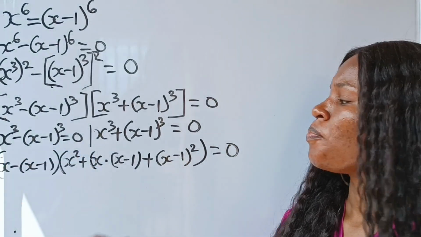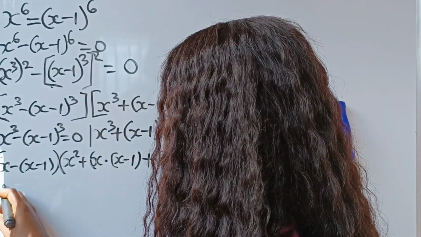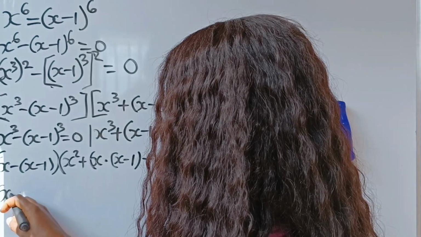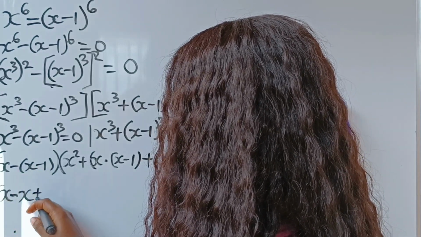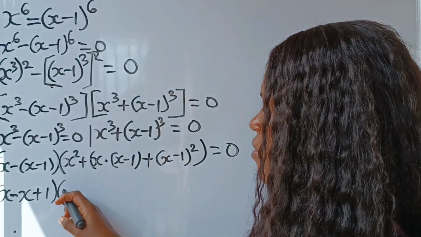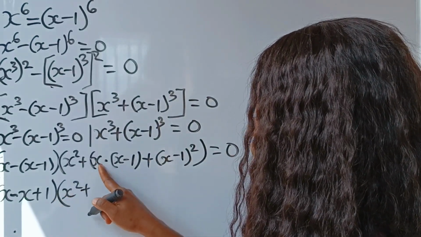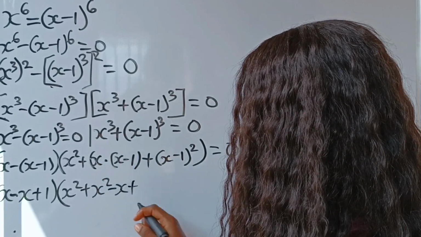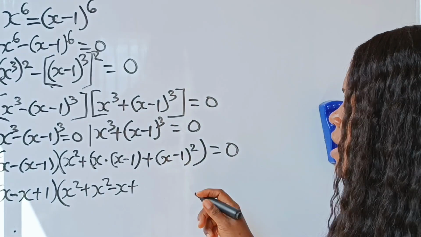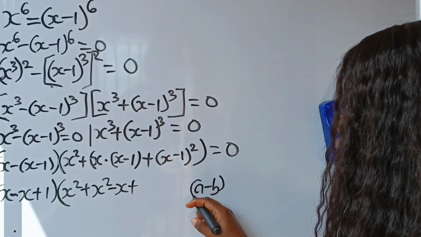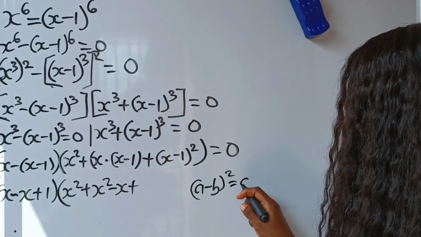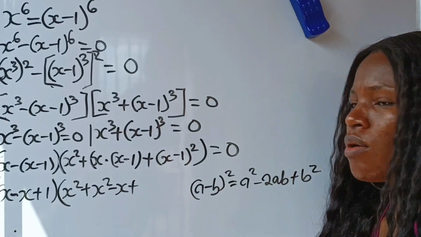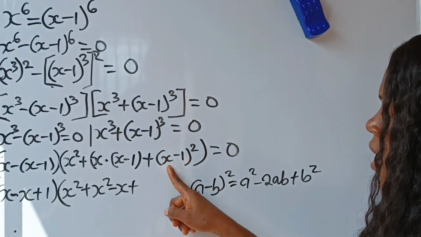Recall that we are solving for this. Okay, now let's solve. We can open this bracket now. So we have x, now minus times x will give us minus x, minus times minus 1 will give us plus 1. Then for this bracket we have x squared plus, now x times x will give us x squared again, x times minus 1 will give us minus x, plus, then we have another identity that states that (a minus b) all squared is equal to a squared minus 2ab plus b squared. Now in this case our a is x while our b is 1.